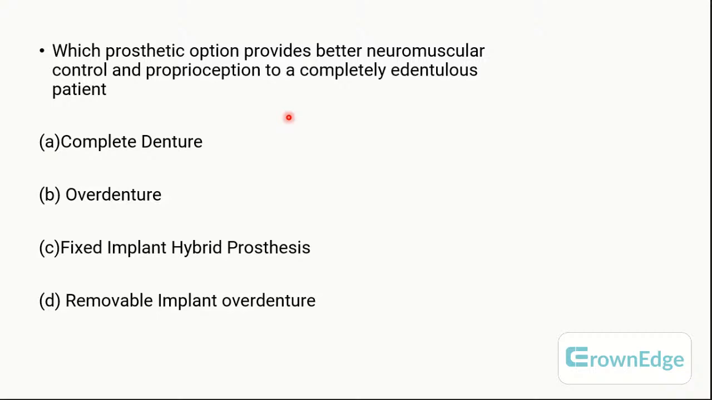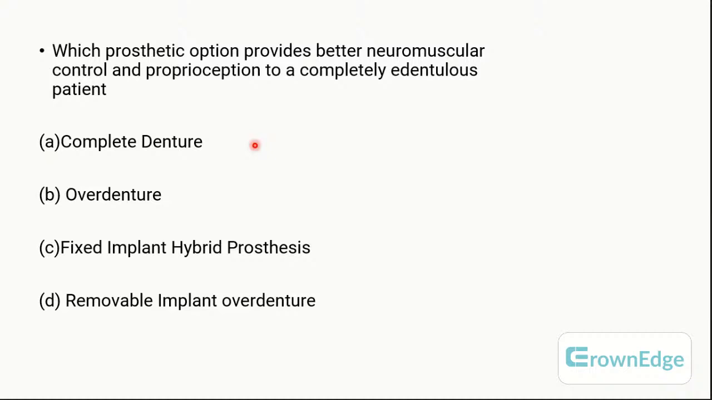Your CD, your overdenture, your implants, or your removable implant overdenture? Yes, please answer, everybody. I see a beep. Okay. Apart from that answer, anybody else? What do you think is the answer to this question? So you have your different options for rehabilitating a prosthetic maxilla or mandible, right? So what do you think would be the answer for this MCQ?